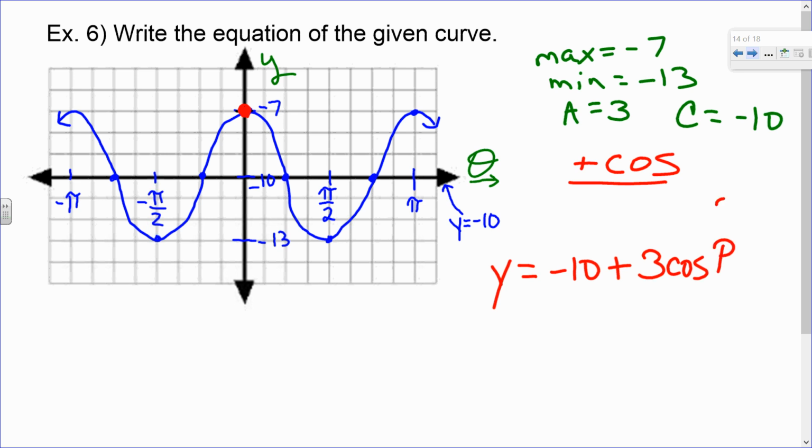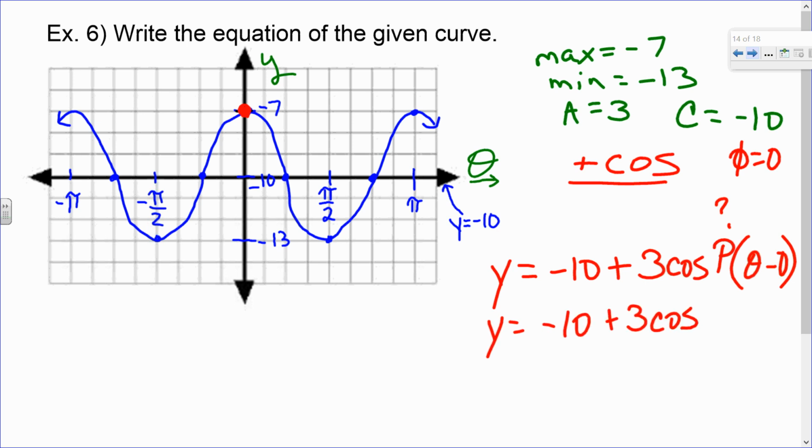P is what I don't know. My other variable is theta. I'm doing this without a shift, so phi is 0. So y is going to be -10 plus 3 cosine. I just need to figure out p times theta. So I'm going to look at the graph. You guys raise your hand when you can tell me what the period is.